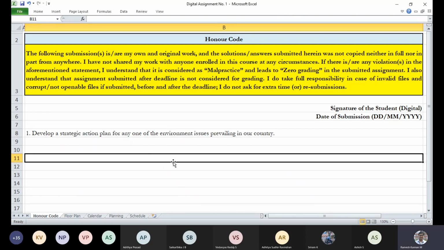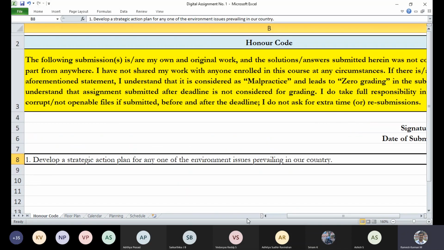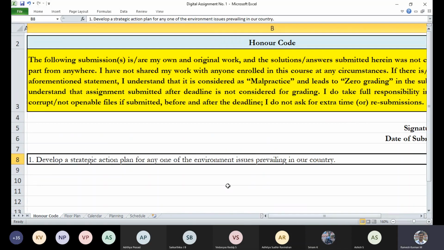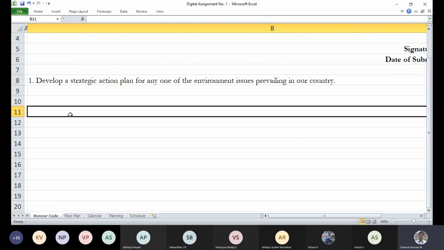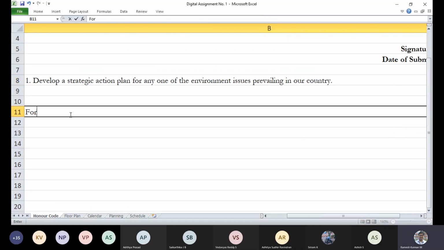So this is the question. I'll just make it bigger so you understand much better. Develop a strategic action plan for any one of the environmental issues prevailing in our country. Right? Say, one example I'll just give. Do not copy the same, but understand this.